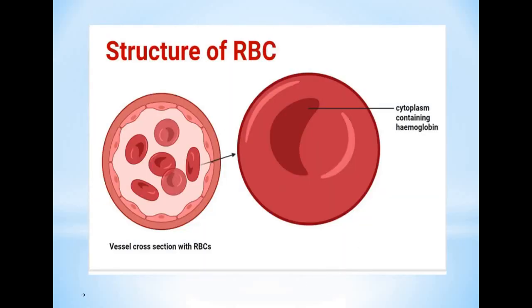Here is the structure of RBC. You can see these are the number of RBCs present in the blood vessel. This is the blood vessel. If we pick one RBC and look, these are the edges, or periphery. These are plump, while this is the center, which is thin, and it is biconcave in structure. Cytoplasm containing hemoglobin.